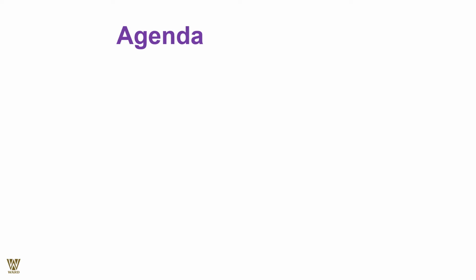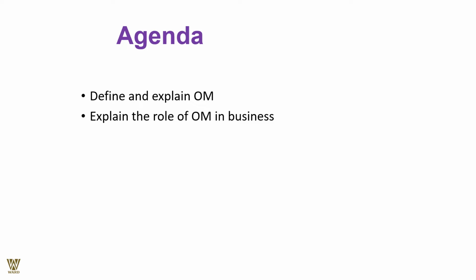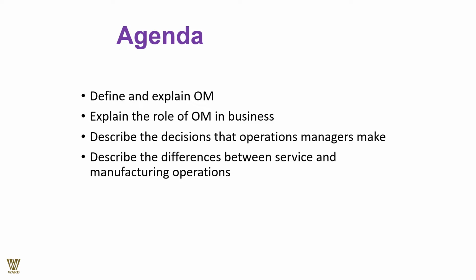So the agenda is very simple. We will define operation management. OM stands for operation management. We will explain what exactly is operation management, the role of operations in a business, and when we talk about business, I will slowly introduce the terms of production, manufacturing, or services as consumption, as the case might be. We'll describe the decisions which one needs to make as an operation manager to keep things going smoothly within the business on a day-to-day basis.